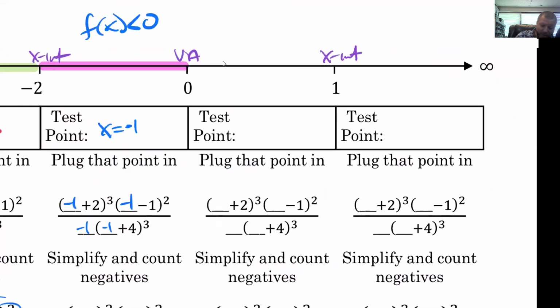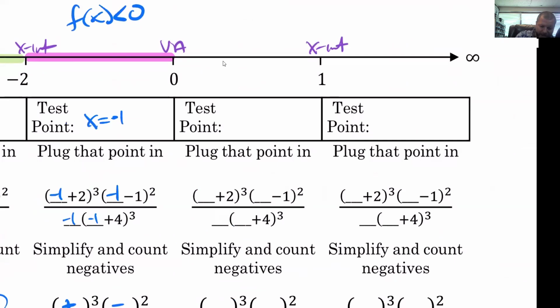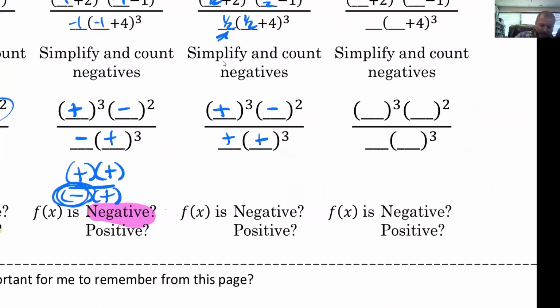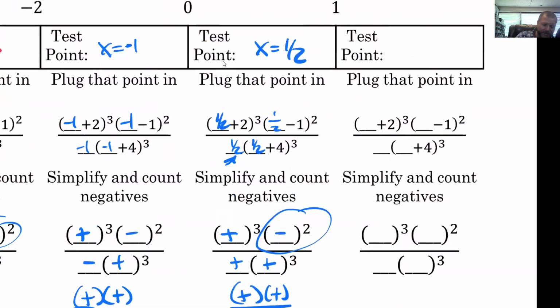If I pick something between 0 and 1, like a half, don't be scared of fractions. If I pick a half, because again, we don't care about calculating anything. We just care about whether it's positive or negative. So a half plus 2 is going to be positive. A half minus 1 is going to be negative. A half just right there is a positive number. That's also going to be positive. So I'm going to get a positive number. I'm going to get another positive number because I'm squaring a positive times a positive. So there's no negatives at all. So we're going to be positive over here.